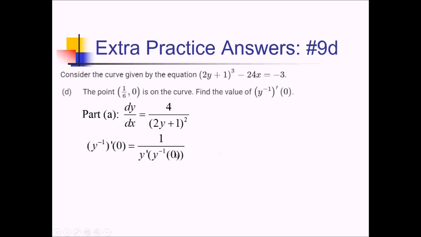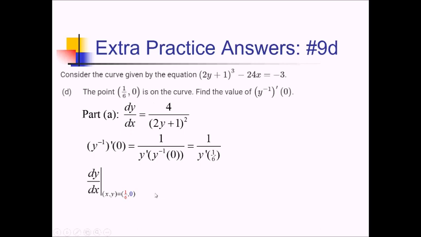Now, y inverse of 0, that's what I have to plug into the y function to get an output of 0. So when I get the y value 0, it was from plugging in the x value 1 over 6. So y inverse of 0 is this 1 over 6 input. And now I just need to figure out what y prime of 1 over 6 is. So I can use my derivative up here for that. So I'm evaluating the point (1/6, 0) for this derivative.